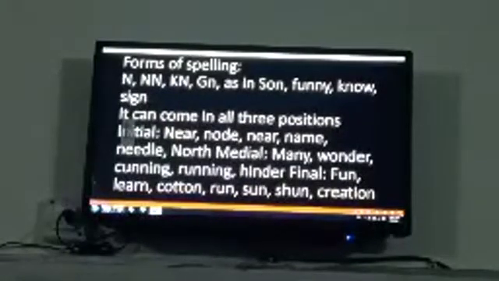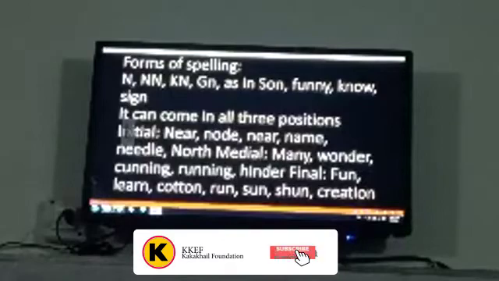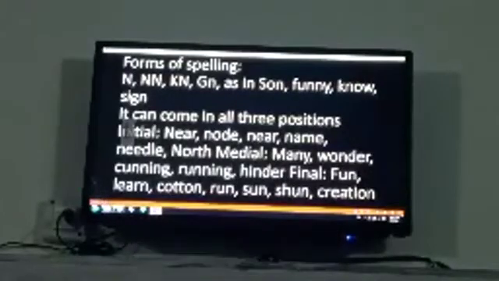It can come in all three positions. As you know, I discussed the silent pattern as well with this. When K or G is before N, then K or G is silent. Fine. So these were the patterns for the silent sounds. It comes at the initial position, at the medial position, and at the final position. So at the initial position, like near, not, name, needle, north.